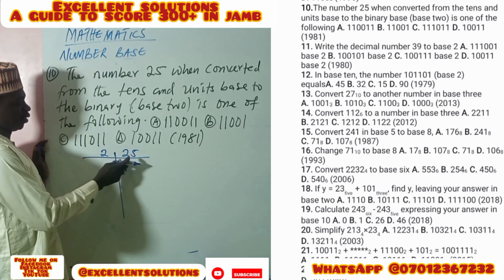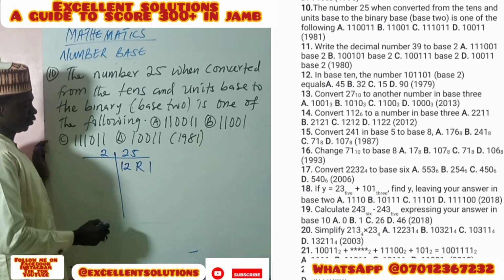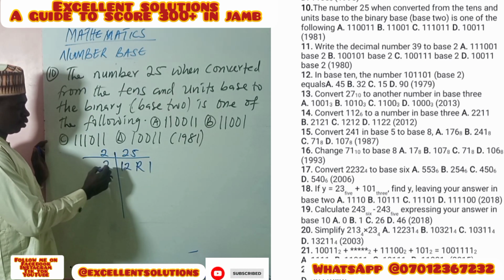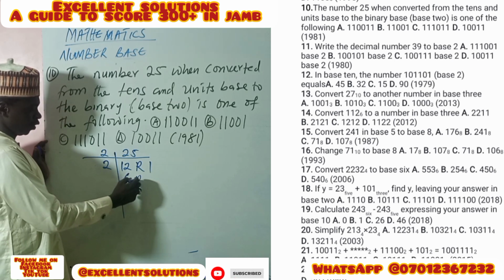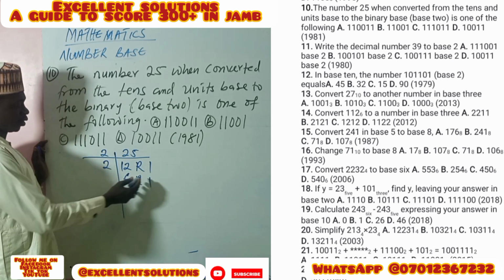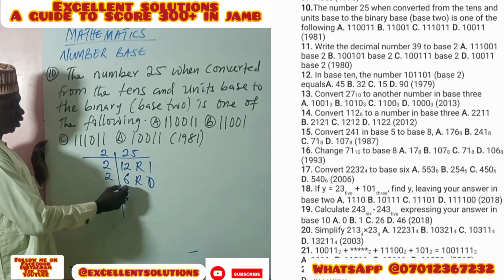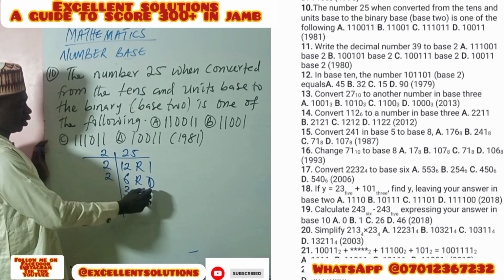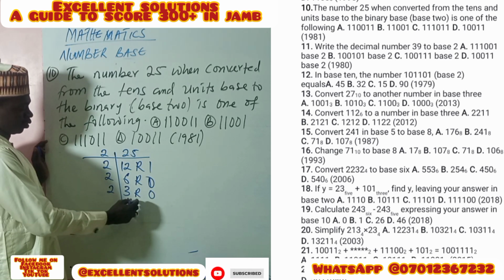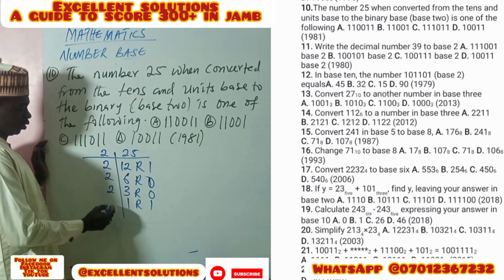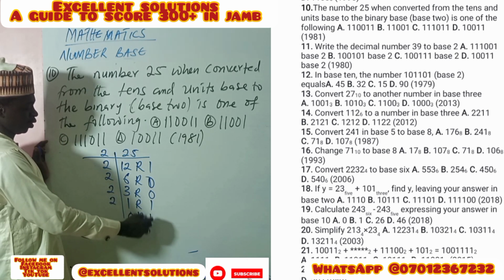25 divided by 2, we have 12, remainder 1. And this 12 we divide it by 2. 12 divided by 2, we have 6, remainder 0. 6 divided by 2, we have 3, remainder 0. 3 divided by 2, we have 1, remainder 1. 1 divided by 2, we have 0, remainder 1.